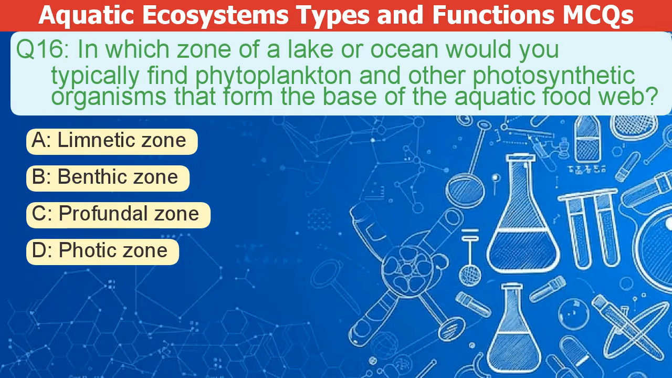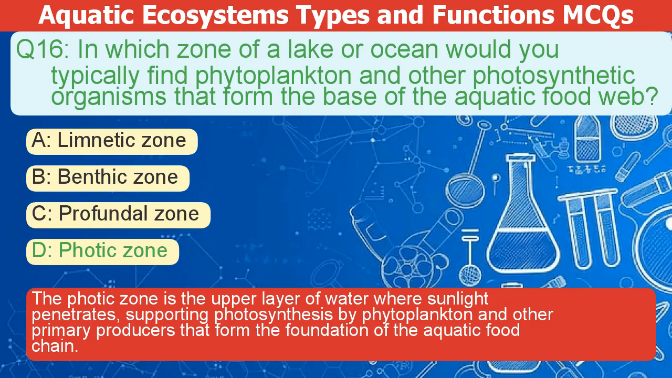Which of the following is a common name for the uppermost layer of a lake or ocean where light penetrates and photosynthesis occurs? A. Abyssal zone. B. Hadopelagic zone. C. Epipelagic zone. D. Mesopelagic zone. The correct answer is C. The epipelagic zone is the uppermost layer of lakes and oceans where photosynthesis occurs due to light penetration.